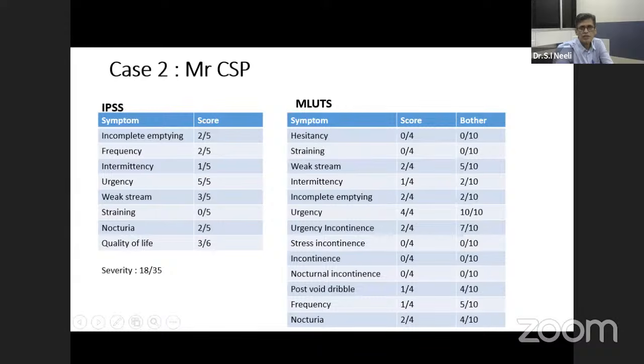On LUTS questionnaire, his primary bother was again urgency, along with urgency incontinence. He was also having some post-void dribble, which was 1 in 4 when asked for, and which had a bother of 4 out of 10. And frequency again was bothersome.